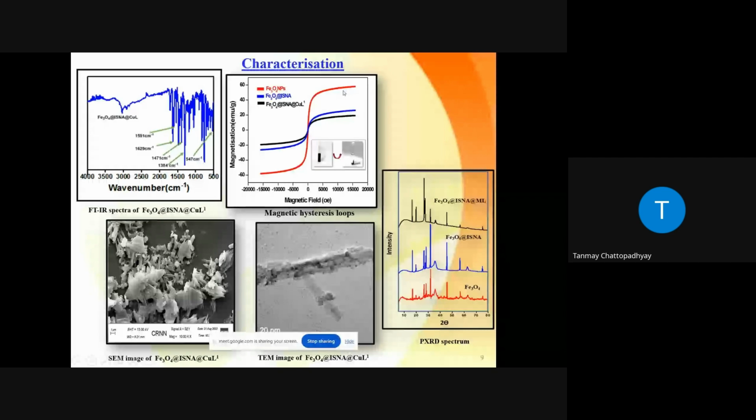And we studied the magnetic measurements, and here ferric oxide, ferric oxide with isonicotinic acid, and ferric oxide with the complex were measured at room temperature. The value is almost 59 for ferric oxide, but after addition of the isonicotinic acid it decreases, and after addition of the copper it decreases again, and it ranges to 33.56 EMU per gram. But the value is still within the range to get easy separation from the medium with an external magnet.